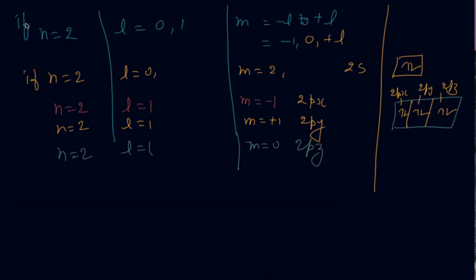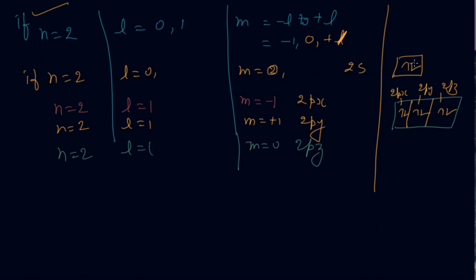Yes, dear students, now one more example of the quantum number. If n is equal to 2, it may be l is equal to 0 or 1. And then the m value is what? Minus l to plus l. Minus 1, 0 and plus 1. One case: n is equal to 2, l is equal to 0. Then m is equal to 0 and it is 2s.